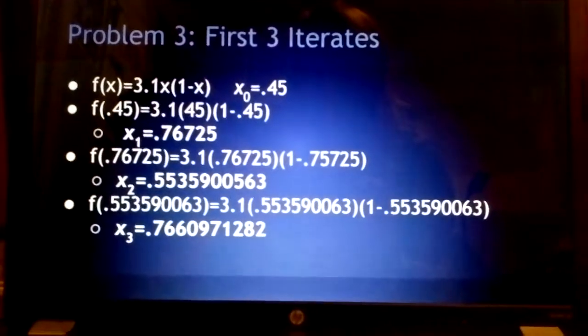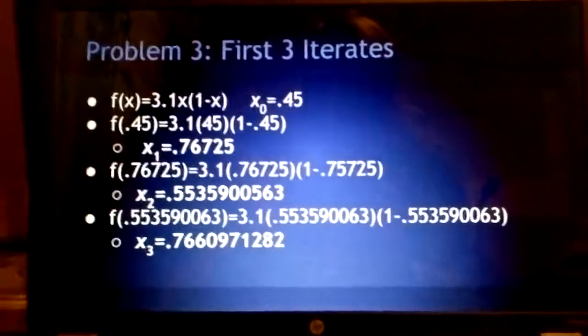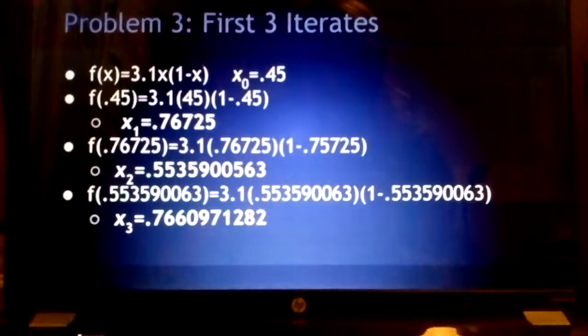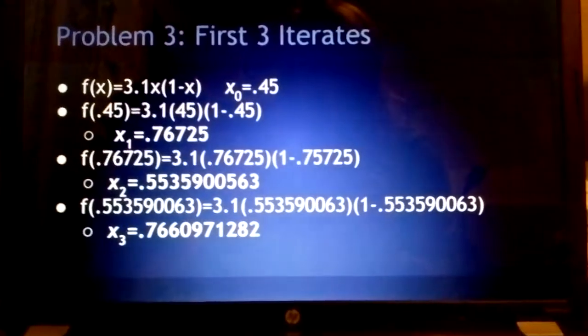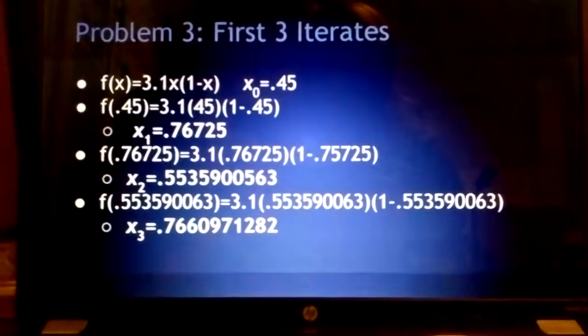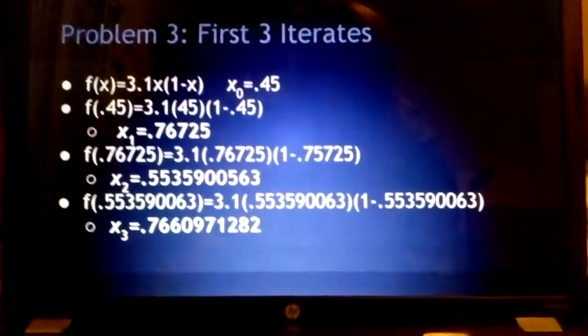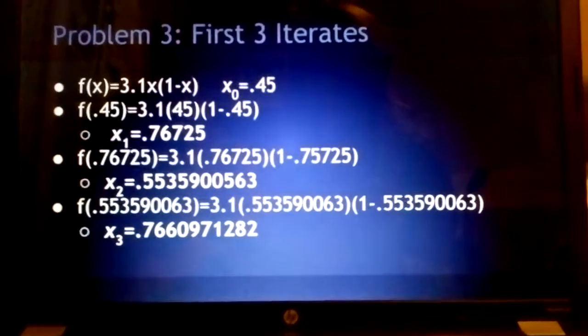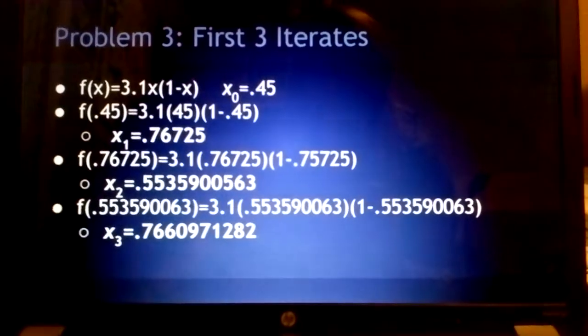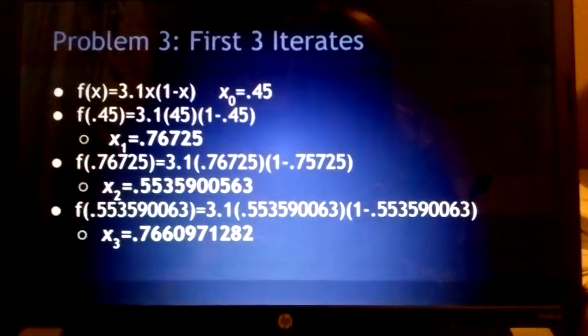And so your first 3 iterates are 0.76725 for the first one. The second one is 0.55359005663. And the third and last one is 0.76609712282. These are all the iterates, the first 3 iterates.